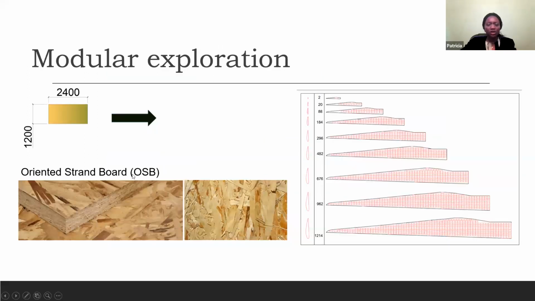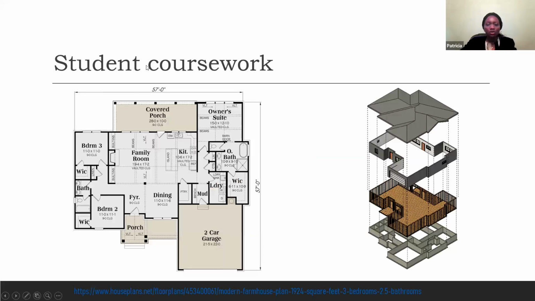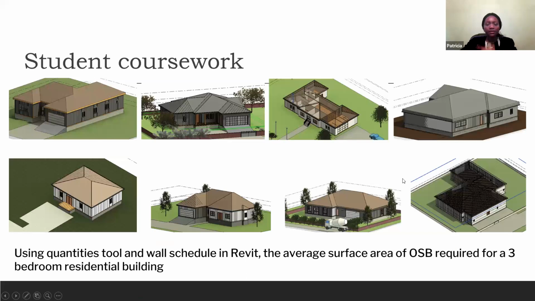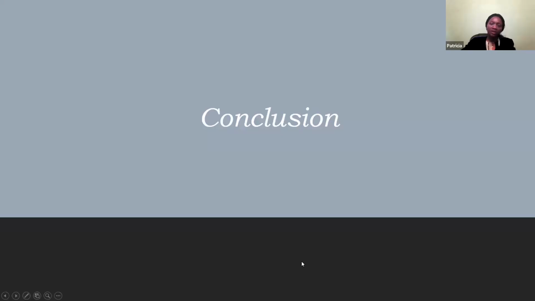So this is showing us the oriented strand board. This was to keep it simple. We have these rectangles and then place them on the wind turbines. So assuming that this is one face, and then you double it for the two faces by knowing these dimensions. And then we have our student coursework where they have already drawn this in Revit, so we can easily tabulate from these works. We can use the quantities tool and wall schedule in Revit, get the average surface area of the OSB required for these 3-bedroom residential buildings to get an average, and then calculate it.